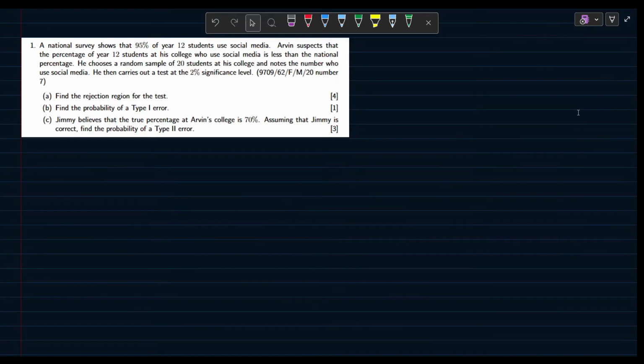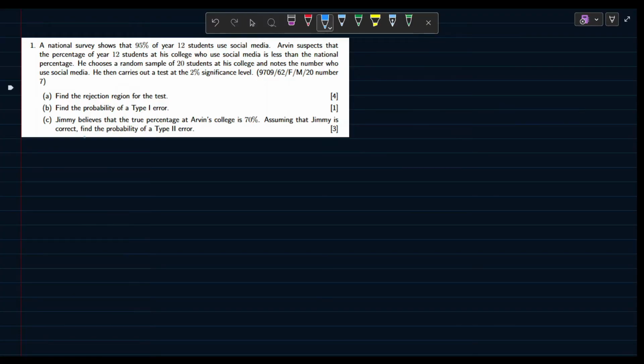Here we're given that a national survey shows that 95% of Year 12 students use social media. Arvin suspects the percentage of Year 12 students at his college who use social media is less than the national percentage. He chooses a random sample of 20 students at his college and notes the number who use social media. He then carries out a test at the 2% significance level. Part A, find the rejection region for the test.